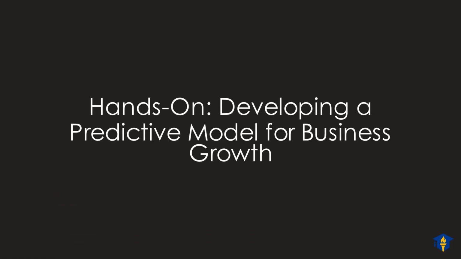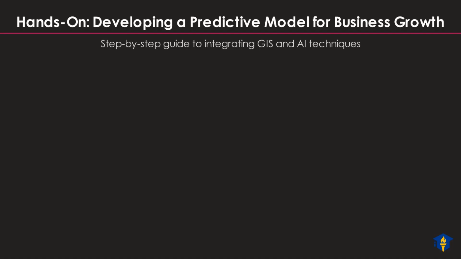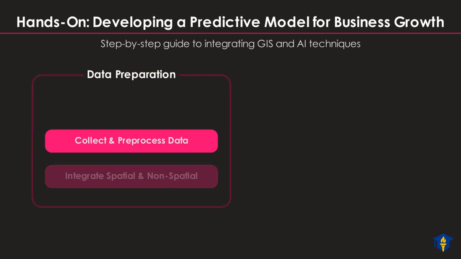Now, let us move to a hands-on session. Developing a predictive model for business growth. This is a step-by-step guide to integrating GIS and AI techniques for powerful insights. Our first major task involves thorough data preparation for model building. Within data preparation, our first step is to collect and pre-process all necessary data.